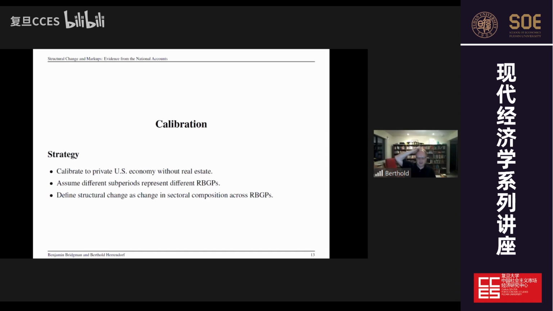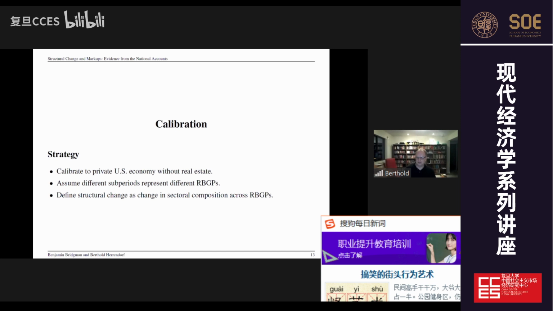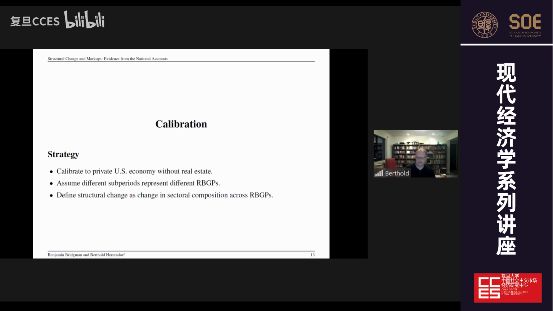Calibration strategy: calibrate to the private US economy without real estate. Now, why without real estate? Because it's a weird sector. It's a sector where half of the value added generated is imputed to owner-occupied housing. It's also a sector where markups are outrageously large. And I haven't figured out exactly why that is. My hunch is that land is not properly valued.